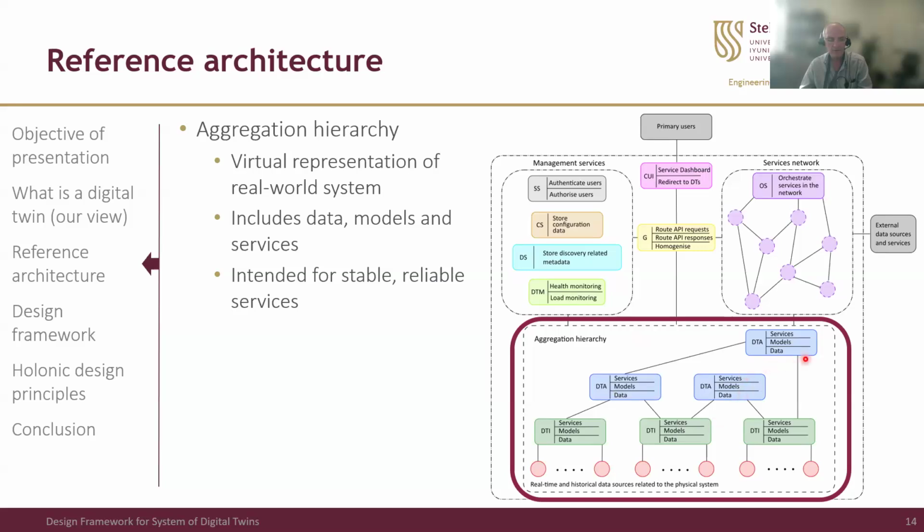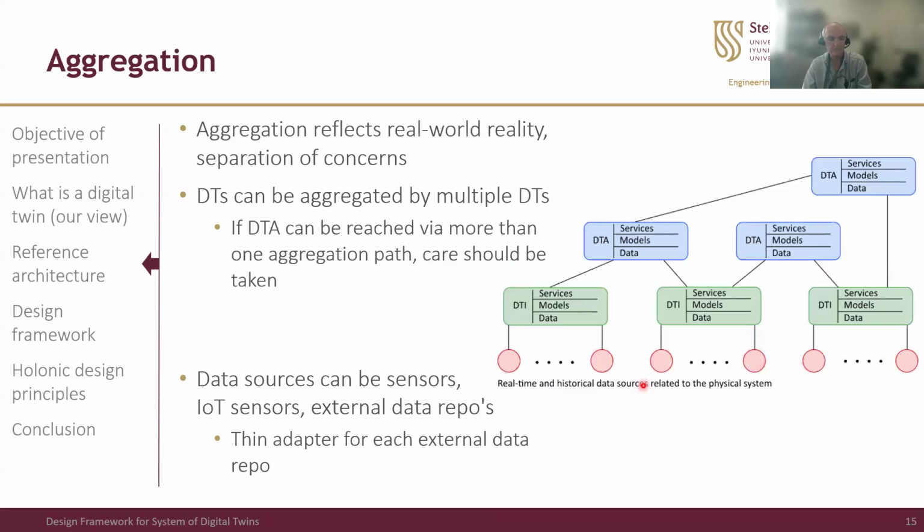These digital twins do include their own services, and these are typically services that only require the data from their digital twin, and they therefore represent fairly stable scenarios that are not expected to change rapidly. As I said, it reflects the reality. We acknowledge the need to aggregate digital twins.